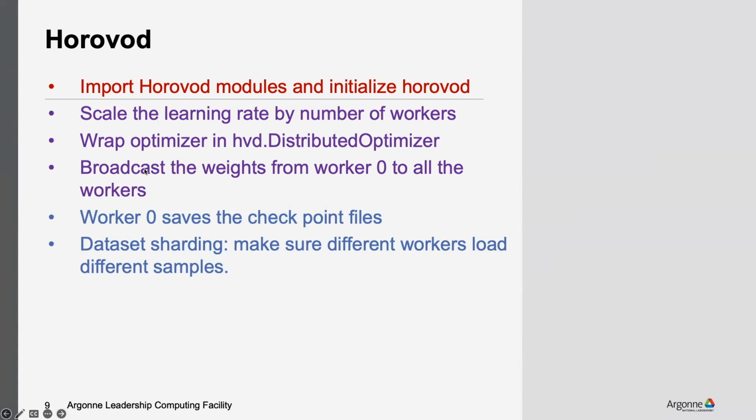And then it's also important to wrap the optimizer with a distributed version. This is to make sure that in the backward process, they will average all the weights and gradients. And then in the beginning of the training, we'll broadcast the weights from one of the workers to all the workers to make sure that all the workers start from the same point. And in terms of checkpointing, we want only worker 0 to save the checkpoint files. This is for traditional data parallel training.